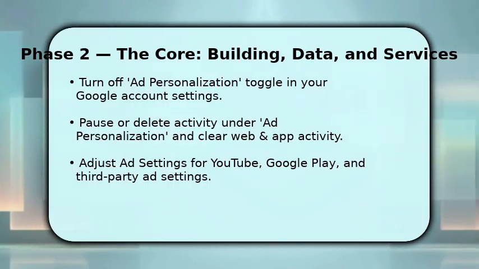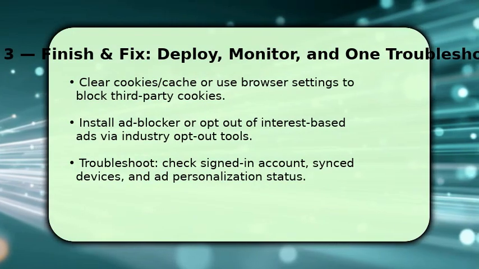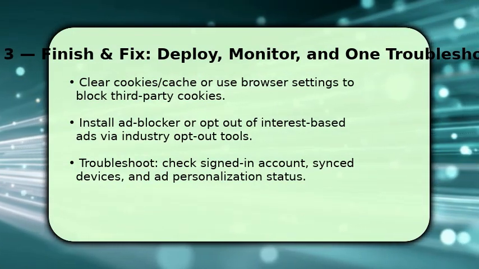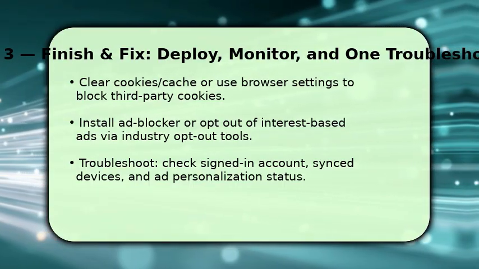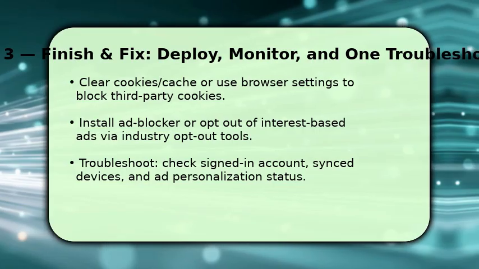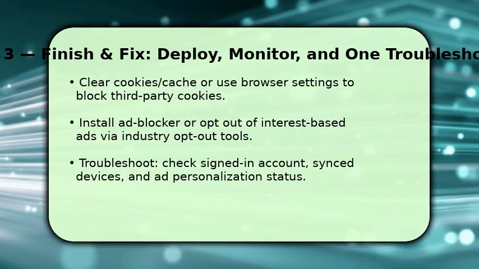To finish, clear cookies and cache or block third-party cookies so advertisers can't track you across sites. This complements account-level changes. If you want stronger control, install a reputable ad blocker or use industry opt-out tools to minimize interest-based ads from partners.